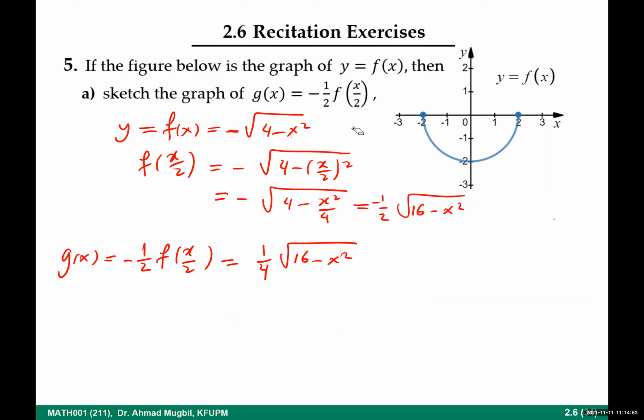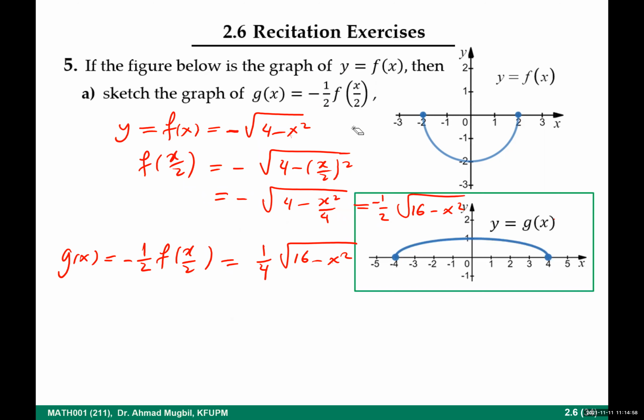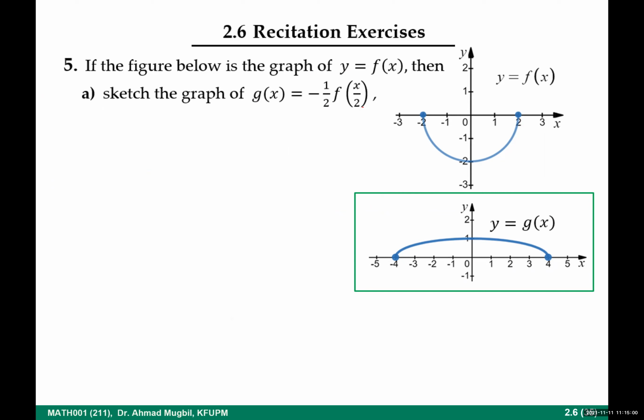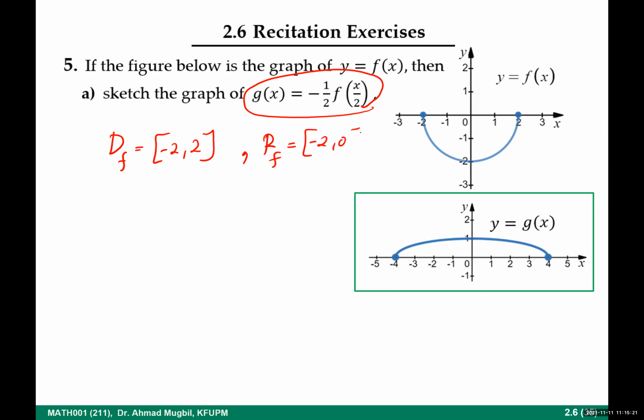So let me go back. Okay, my question now is, what is the range of this function without sketching the graph? You will find first the domain of the function f. What is the domain of f? Negative 2 to 2. What is the range of f? From this graph here, I'm talking about this one, from negative 2 to 0. Now, we need the domain and the range of this function, negative a half of f of x over 2.